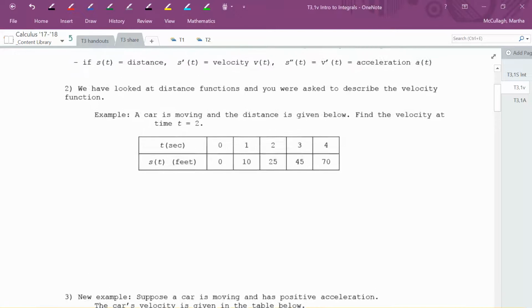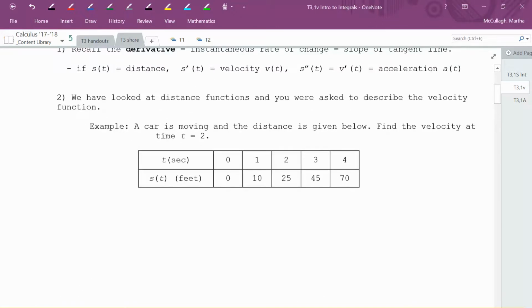So let's look at a problem that we did back in September, where we looked at a distance function, and you were asked to describe the velocity of that function. The problem was: a car is moving and the distance is given below. Find the velocity at time equals 2. Okay, so we're given at time 0, we know that the car has traveled 0 feet. At time 1 second, the car has now traveled 10 feet. At 2 seconds, it's traveled 25 feet, and so on.